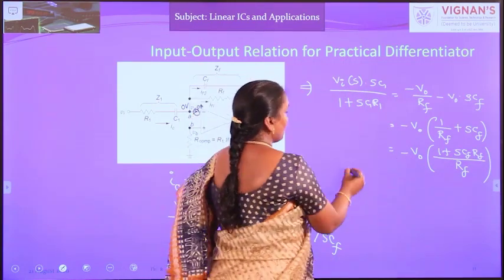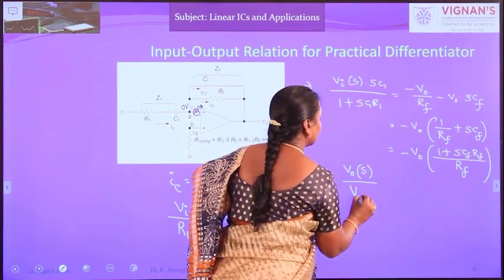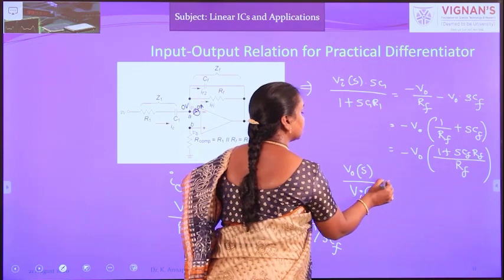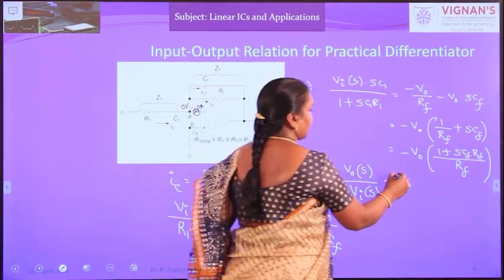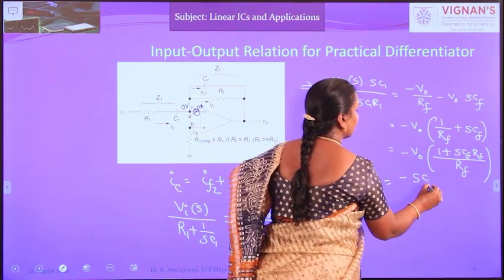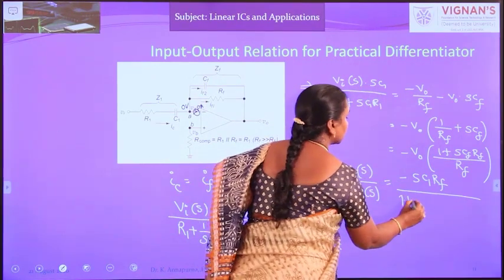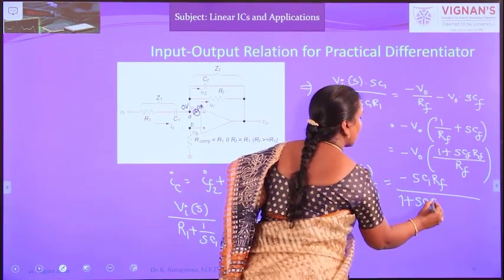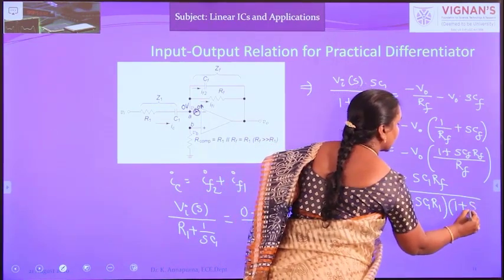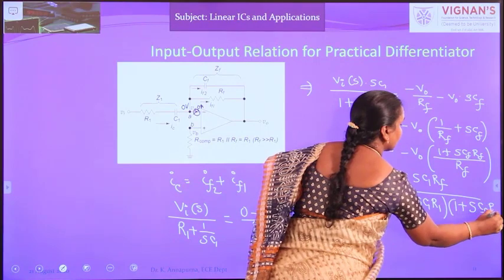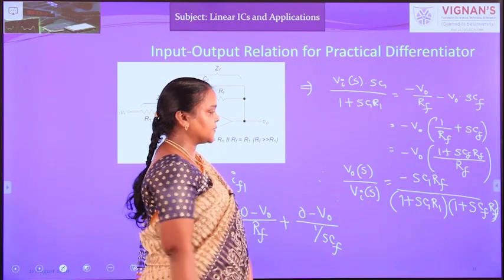Now what is V0 of S by Vi of S? V0 of S by Vi of S is minus S C1 RF by 1 plus S C1 R1 into 1 plus S CF RF. This is the expression.